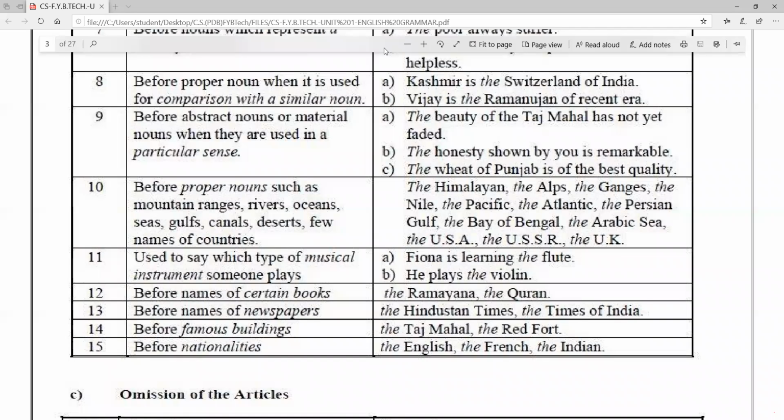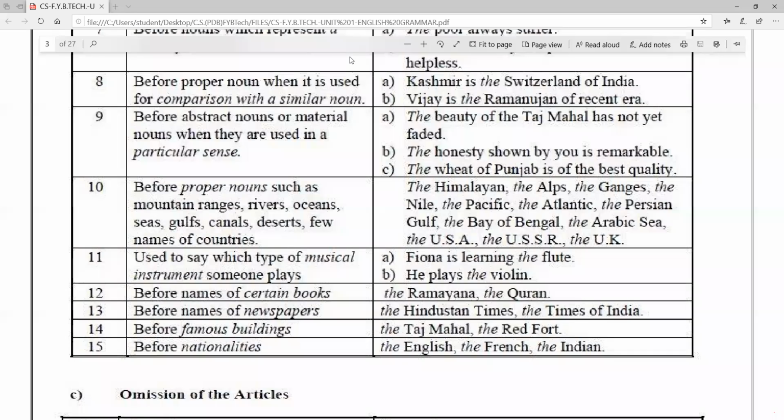Then seas. Sea means samudra. So Arabian Sea, then the Bay of Bengal, these are called seas. So before these nouns we use the article: the Arabian Sea, the Bay of Bengal. Then gulfs. Whatever the gulfs mean, these are the desert countries, okay.